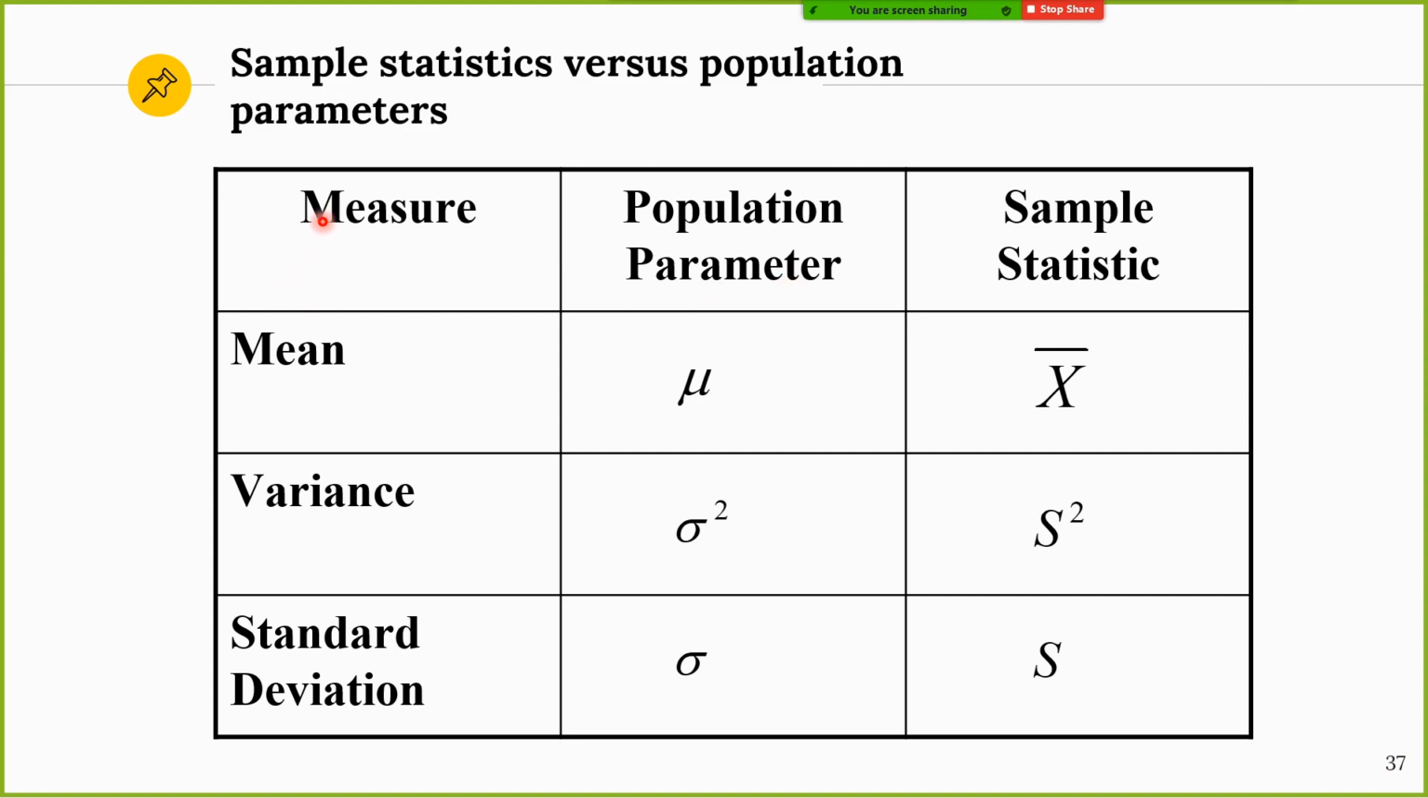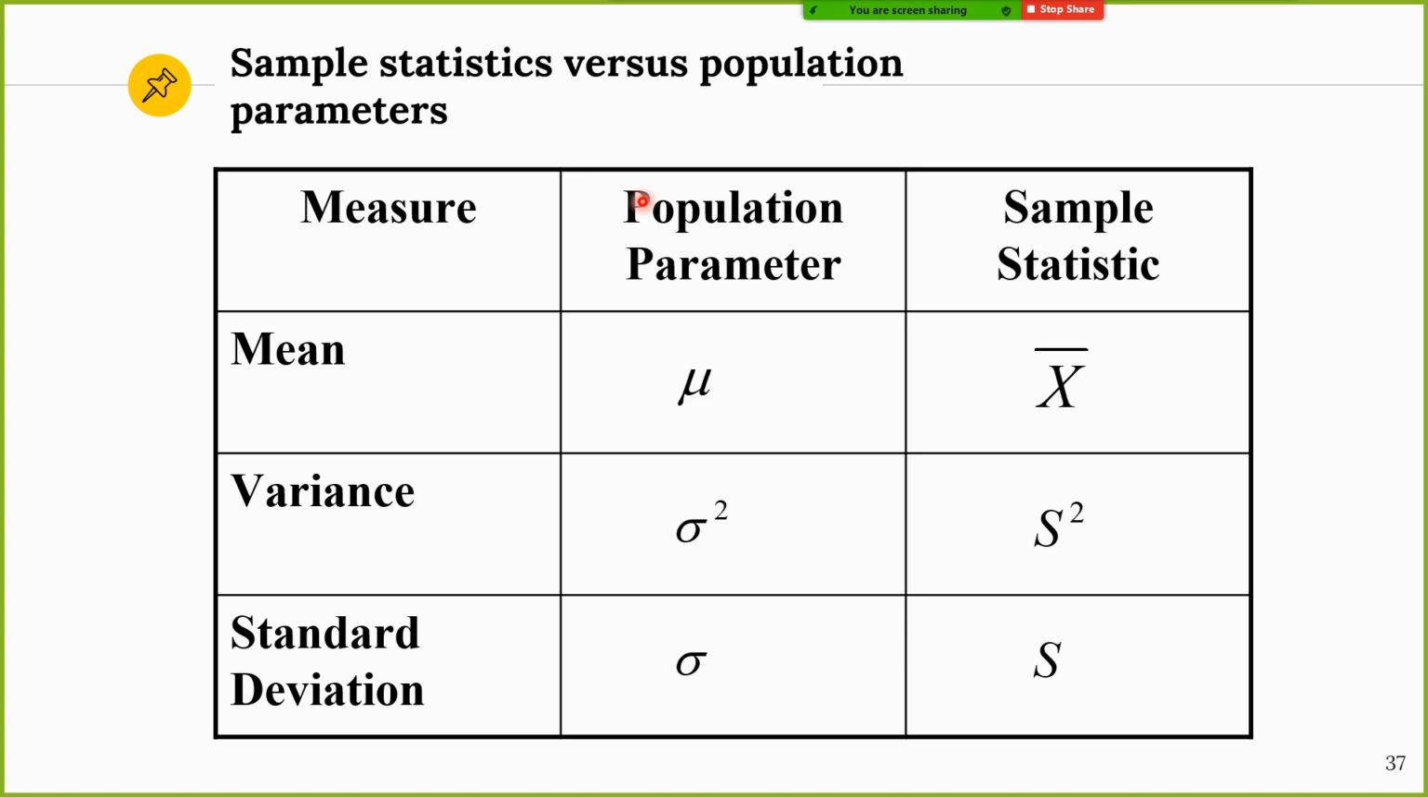Okay, so we have three measures here: mean, variance, and standard deviation, with the population parameter and the sample statistic. This is actually the same. It's the mean, the average, but the symbol is different. In the sample statistic, we have x bar, but for the population parameter, we have mu. We call it the mean of the population, the variance of the population. It's still the variance, still the mean, still the standard deviation, but the symbol is different.